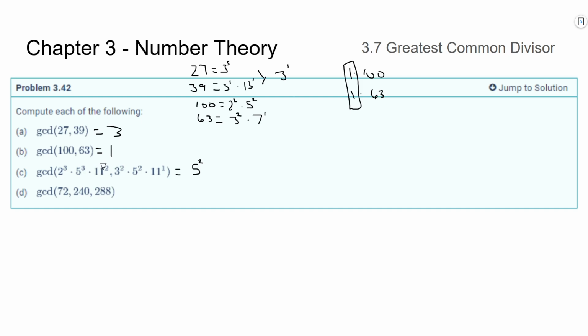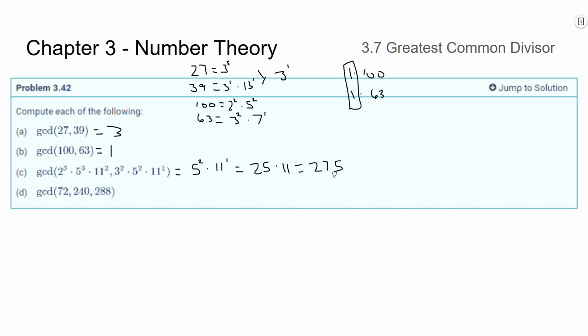And the largest with base 11 would be 11 to the 1. And let's see, yeah, no 3s over here, so I think that's going to be it. So this would be 25 times 11. Who remembers our 11s trick?